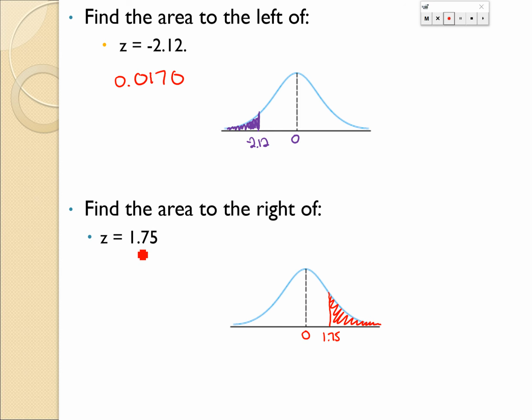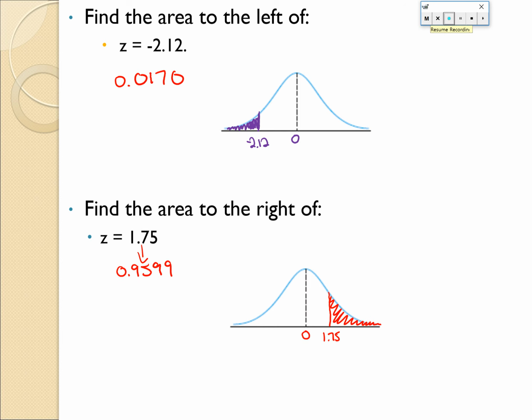Look up the area for 1.75 in your table. Let's take a little pause here. Let's make sure you can do that. I have it jotted down up here. See if you can get it. If you can't, please raise your hand. I'll come around and help you out.